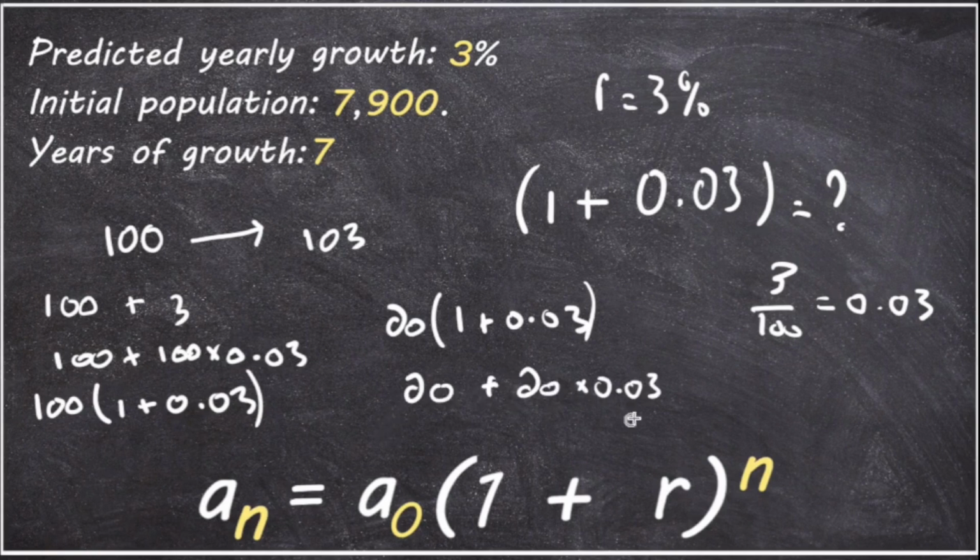But we saw earlier that 0.03 equals r, so this really is a sub 0 plus a sub 0 times r. And since both parts of this sum contain a sub 0, we can factor out a sub 0, and that gives us a sub 0 times 1 plus r, which is the main part of the right hand side of the equation for the growth that we're trying to calculate.